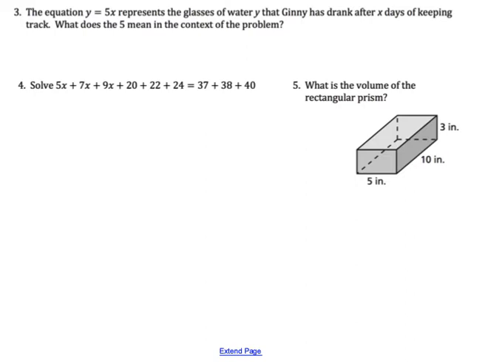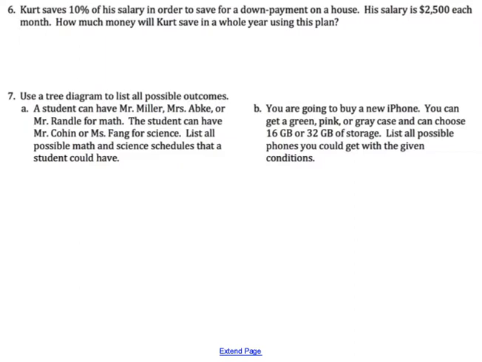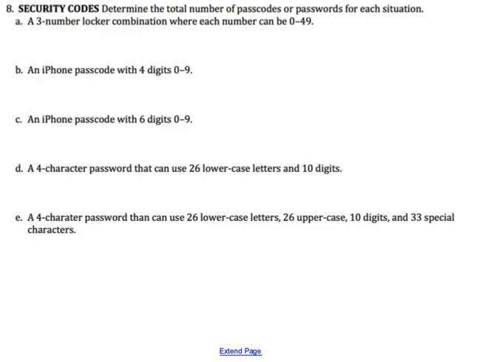Number 3 is a review of proportional reasoning. Number 4 is a review of solving equations. Number 5, review of finding volume. Number 6, a review of percent problems and proportion. Number 7, you're going to draw a couple of tree diagrams so that you can find the sample space of each. And on number 7, you will answer with a list of outcomes, the sample space. Number 6 is about security codes. Now, if you've got a good security code, you want a lot of possible outcomes, so it is not easy to guess.